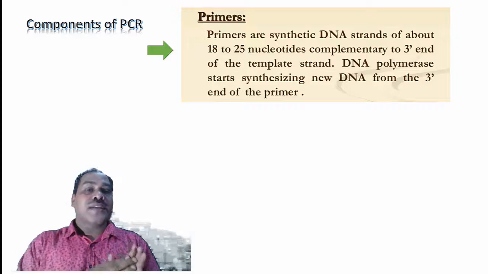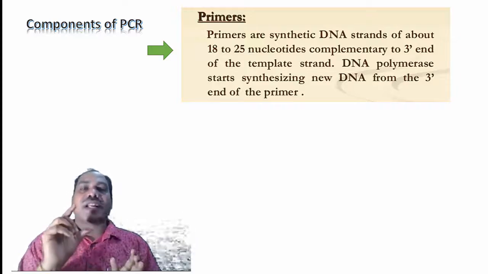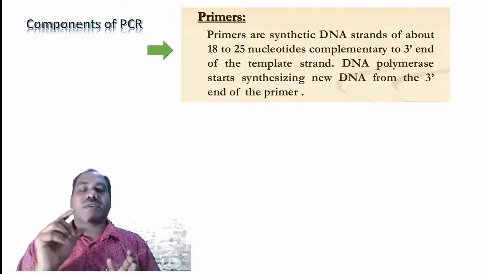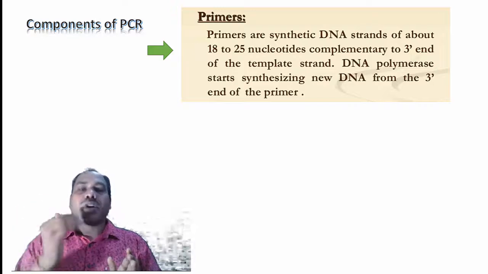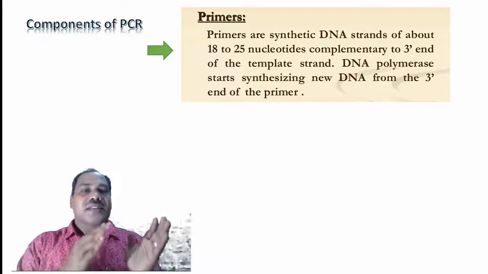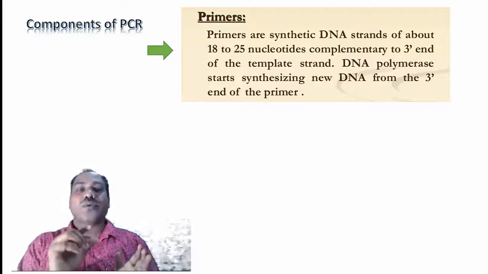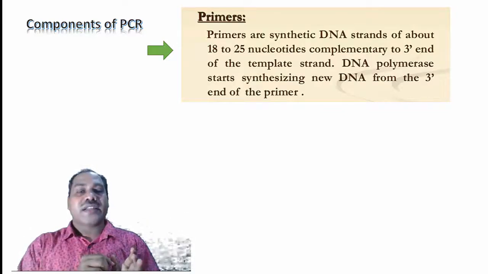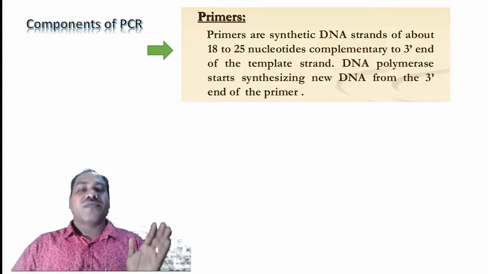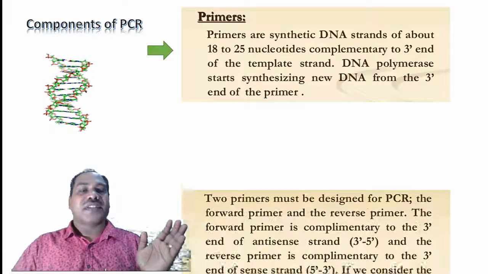Then the next component is the primers. Primers are short DNA sequences which are required for the polymerization process, and these primers are synthetic DNA strands, about 18 to 25 nucleotides, complementary to the 3' end of these template strands, and the DNA polymerase starts synthesizing new strands from the 3' end of these primers.